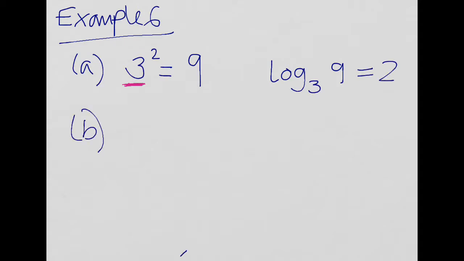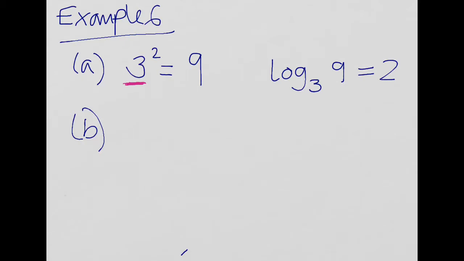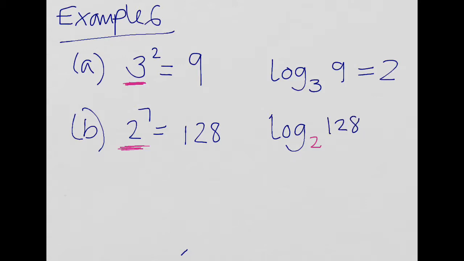B, 2 to the 7 equals 128. So log, what's my base going to be? So there's my base. So log to the base 2. So it's the log of 128 to the base 2, and that would equal the exponent, which is 7.